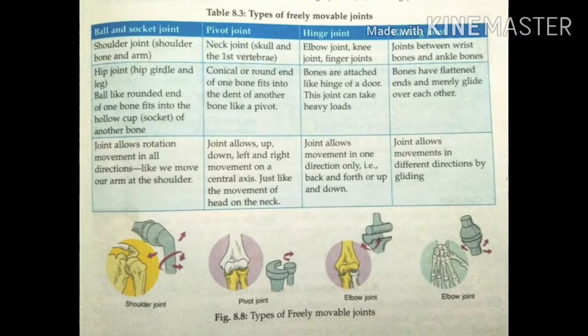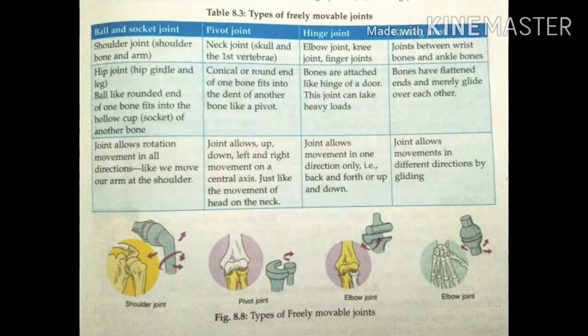Movement in ball and socket joint. Ball and socket joint allows rotation movement in all directions, like we move our arm at the shoulder.